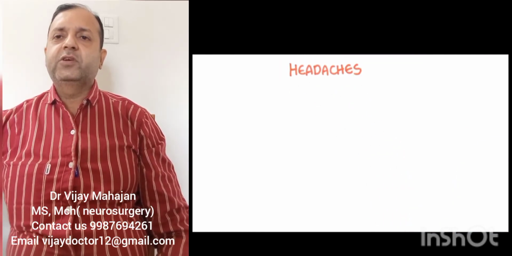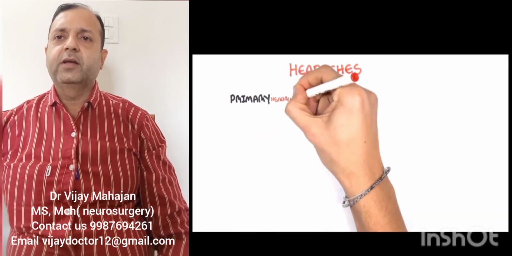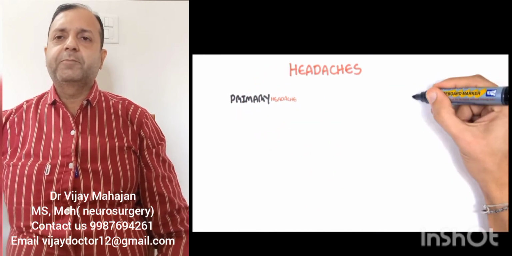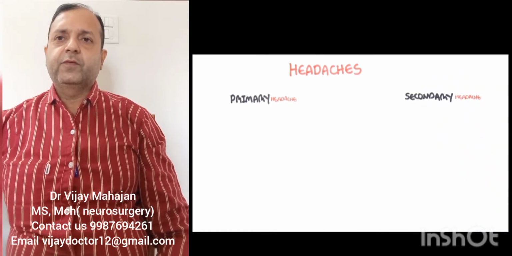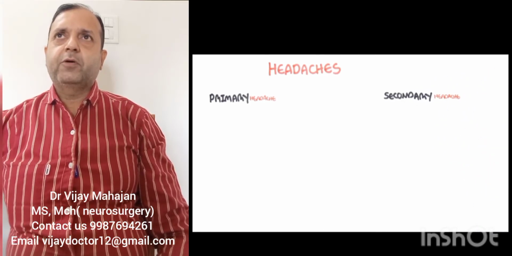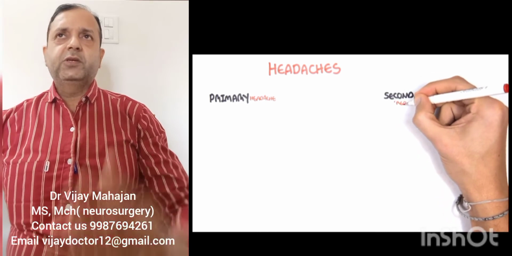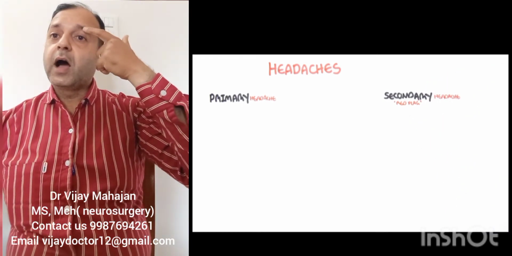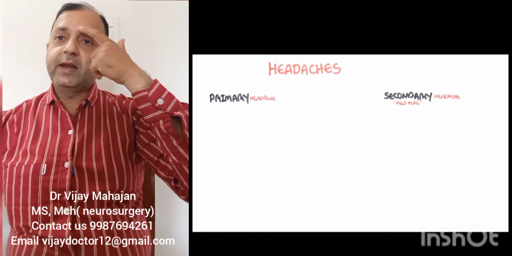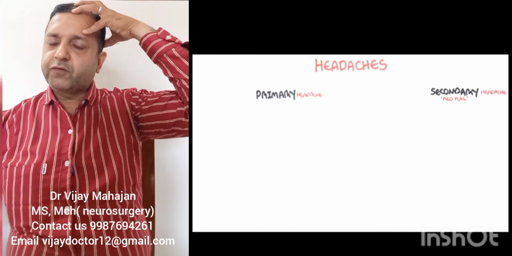Headache is generally divided into two categories, primary and secondary. First we'll talk about the primary headaches, which usually arise from the scalp or the face. First is the migraine, which usually starts from the center of the head up to the upper border of the eyelids and involves the unilateral portion of the head.